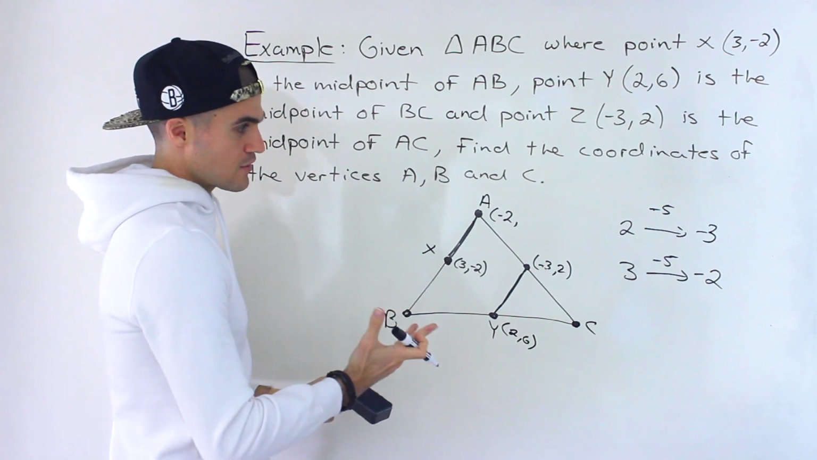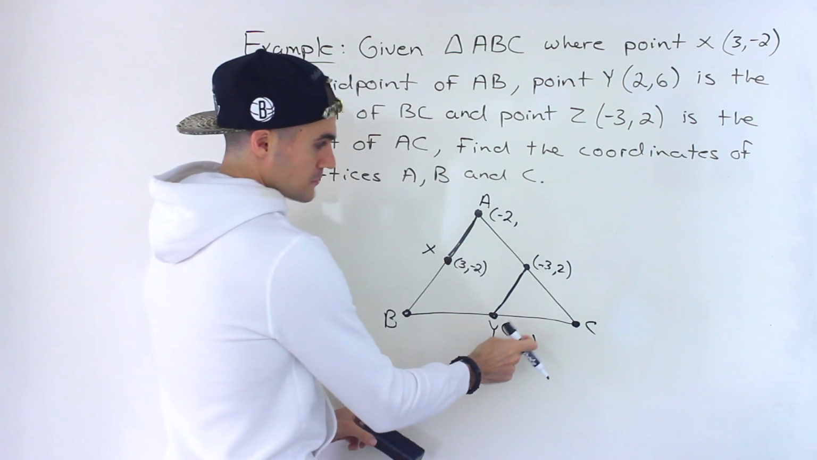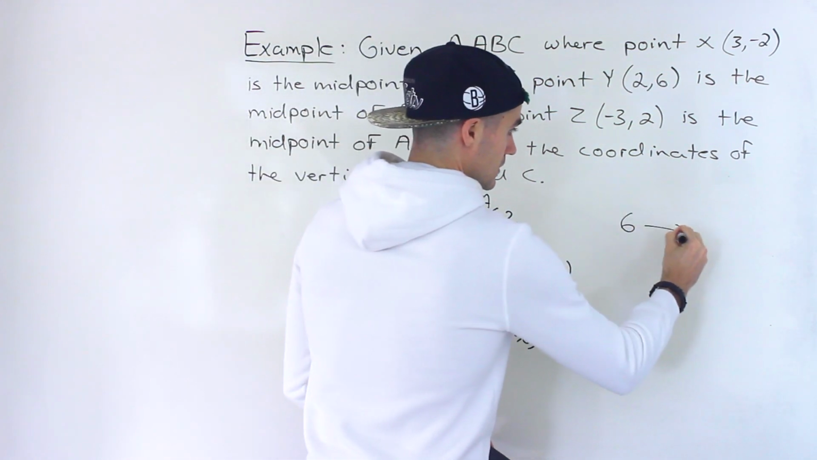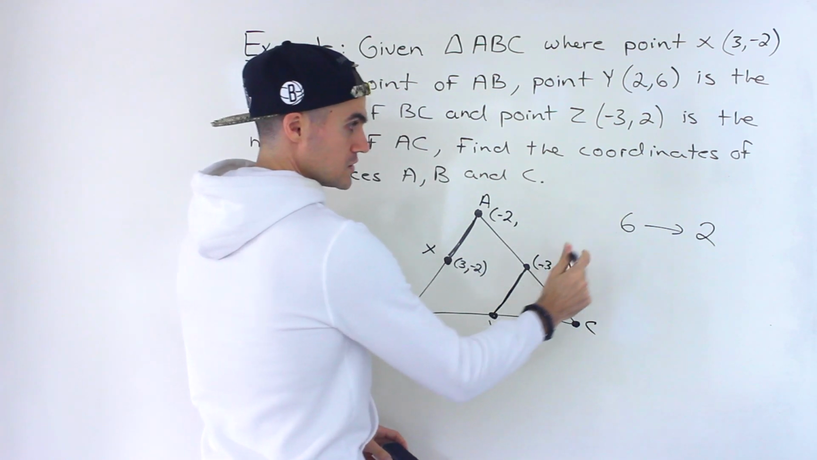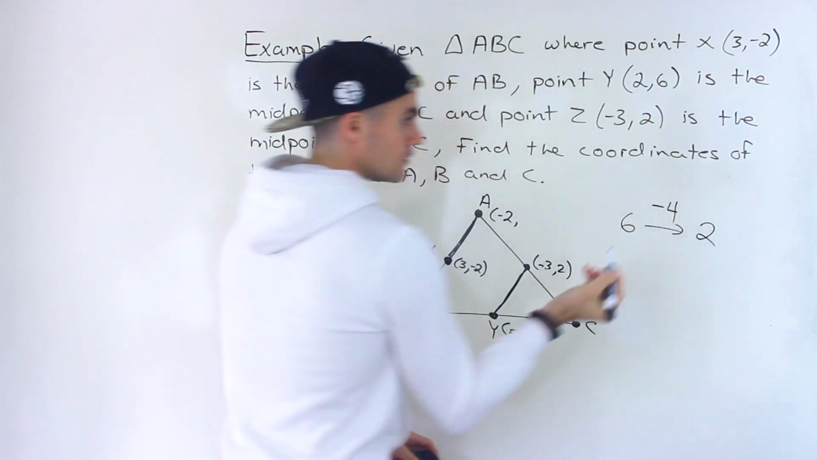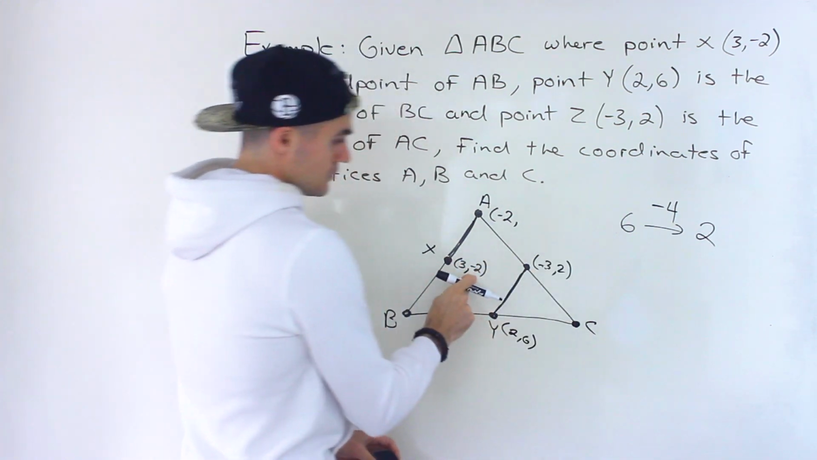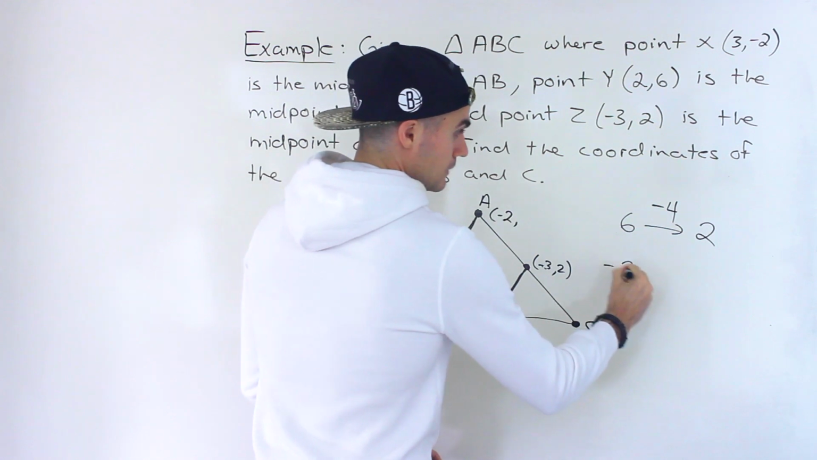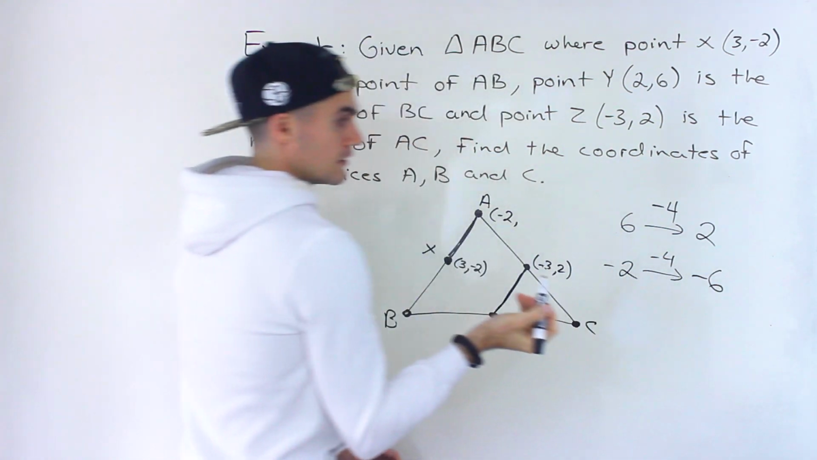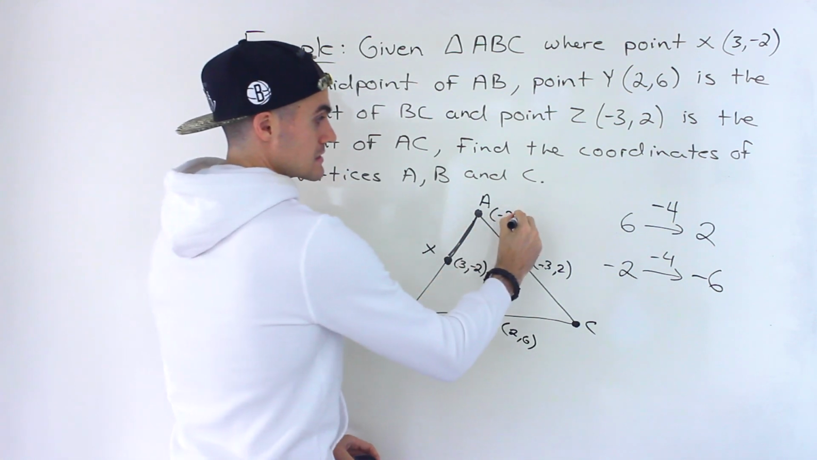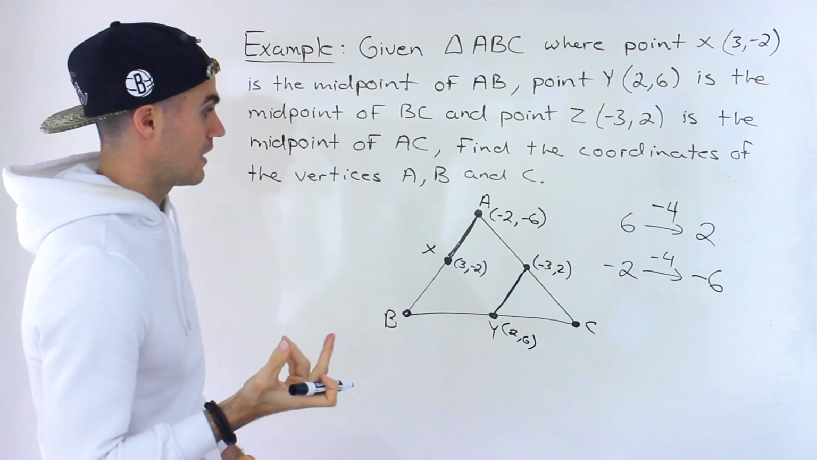And then you do the same thing for the y values. So going from 6 to 2, what did we do? We subtracted 4. So with this y value, we start at -2, we subtract 4, and get -6. And that's how you can find the vertex A.